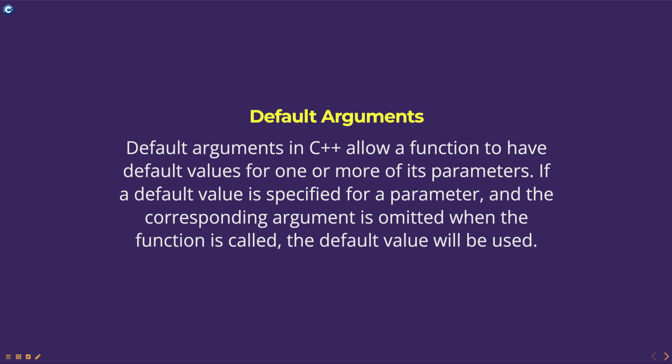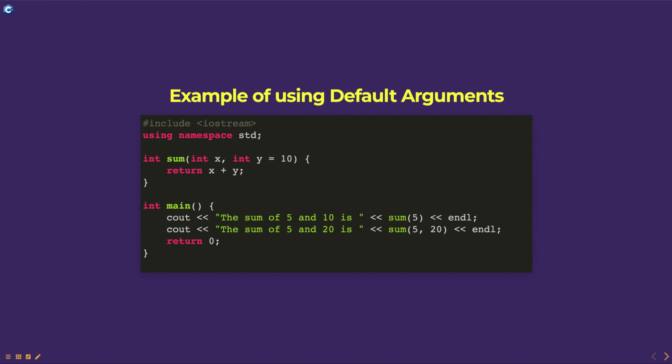To specify a default value for a parameter, you add an equal sign followed by the default value after the parameter in the function declaration. Here is an example of using default arguments in C++.